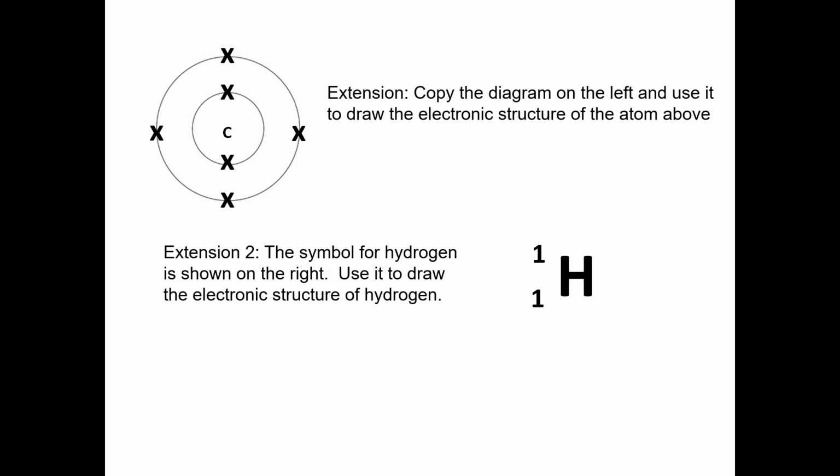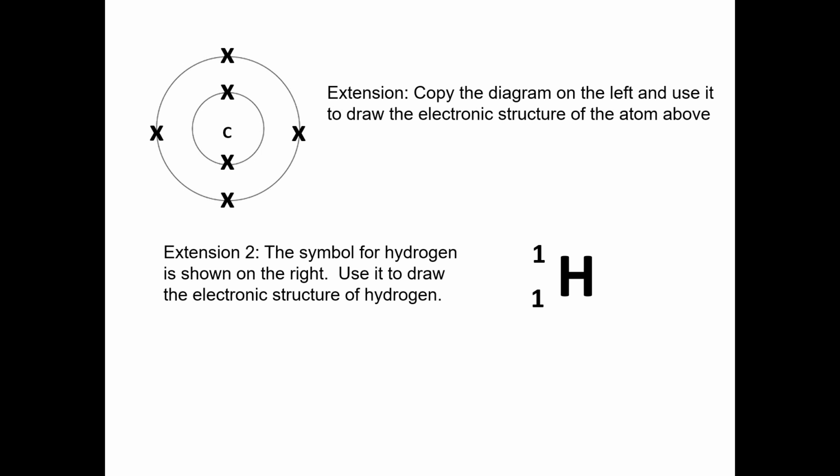Those electrons can technically be anywhere in our GCSE diagrams, but usually we see the first shell, top and bottom, and the second shell. Often we see them in pairs. You don't have to. Here I've just drawn them all around the second shell. Second extension. The symbol for hydrogen is shown on the right. Use it to draw the electronic structure of hydrogen.